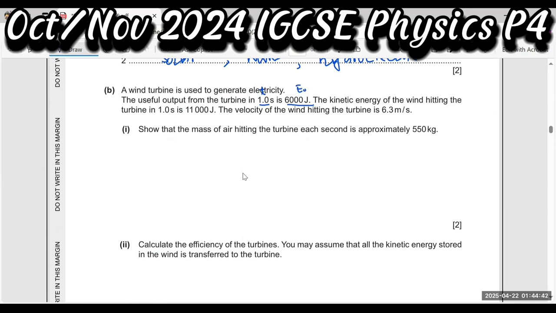The kinetic energy of the wind hitting the turbine in 1 second is 11,000 joules. That was input energy. Why? The kinetic energy of the wind hitting the turbine. So that is input energy.